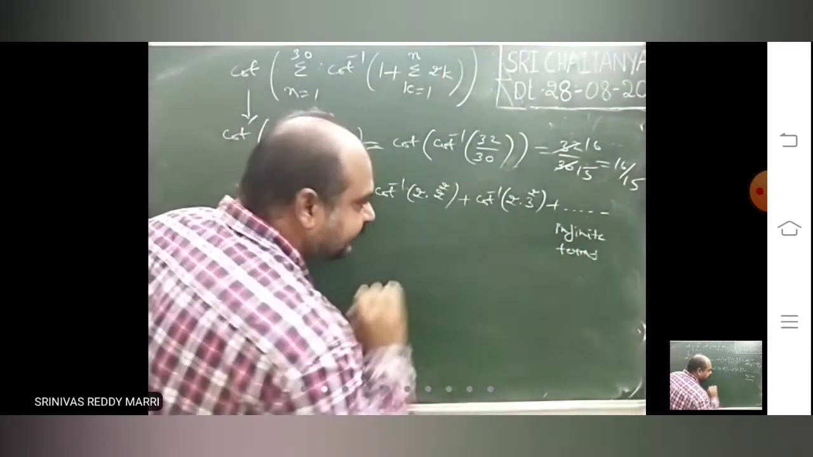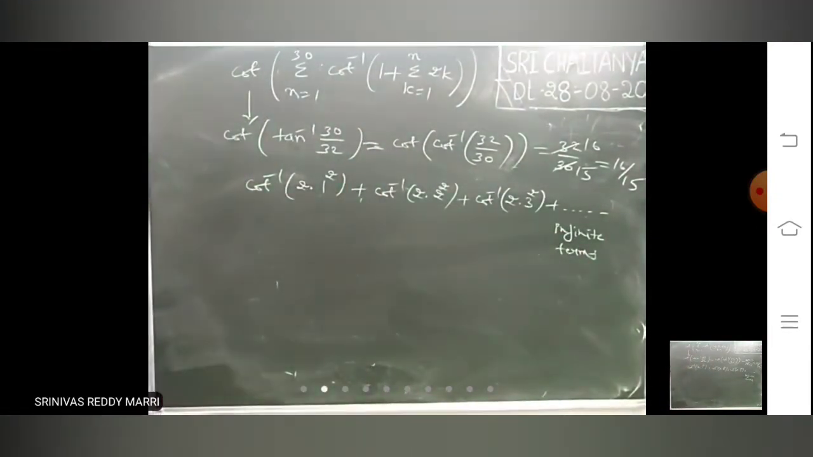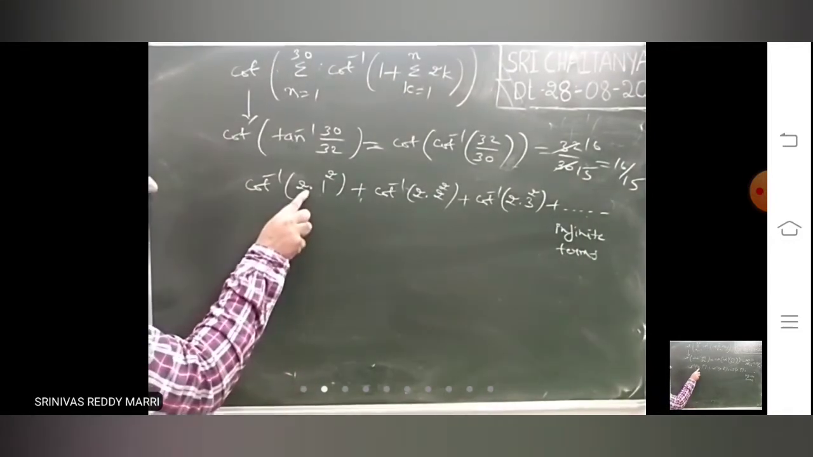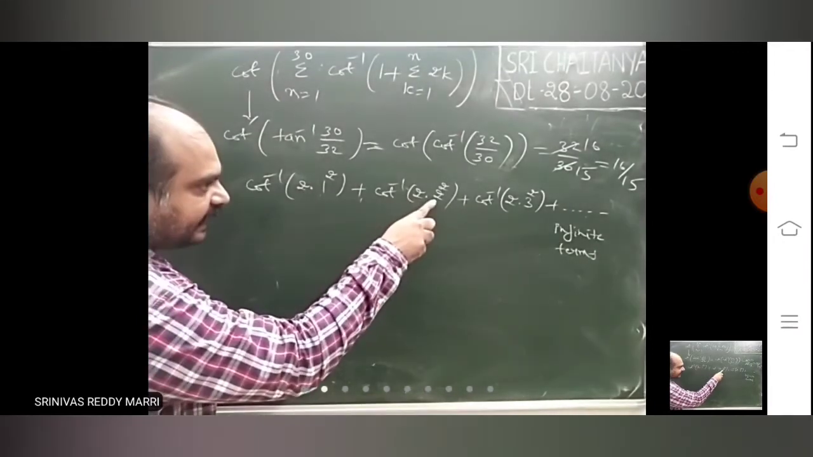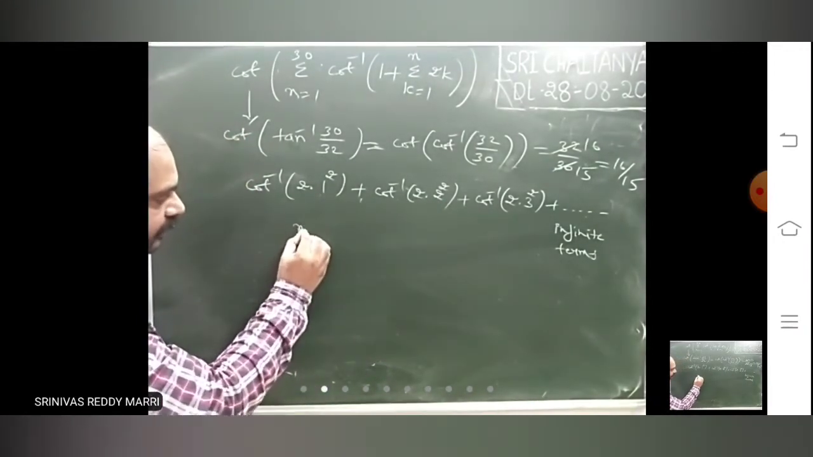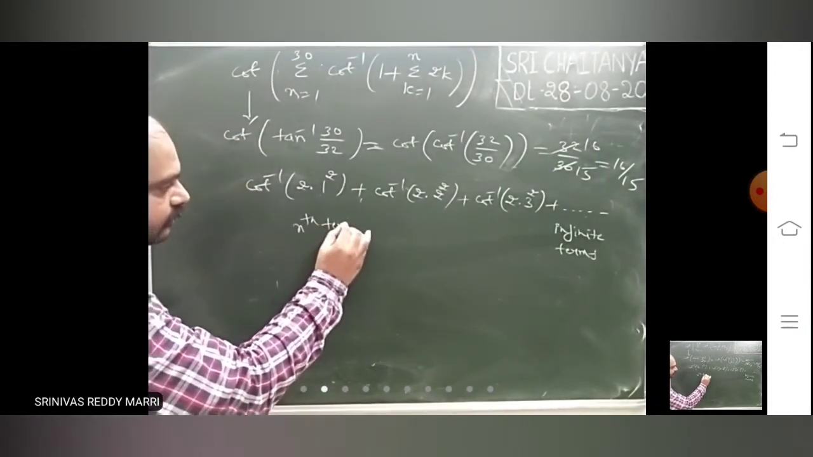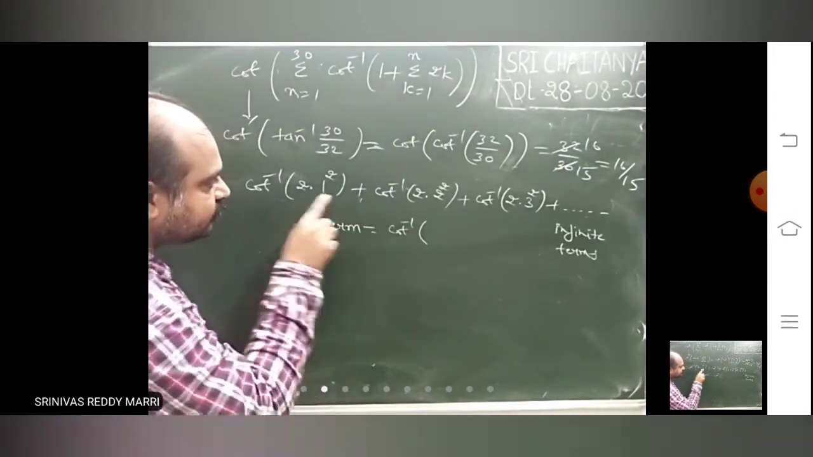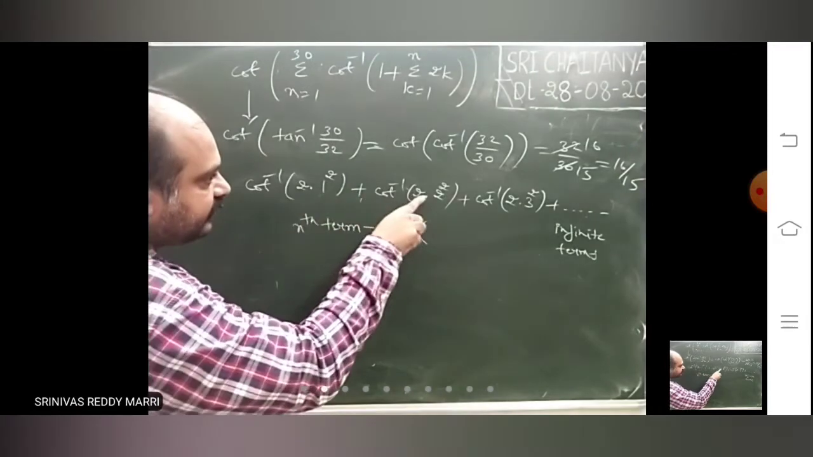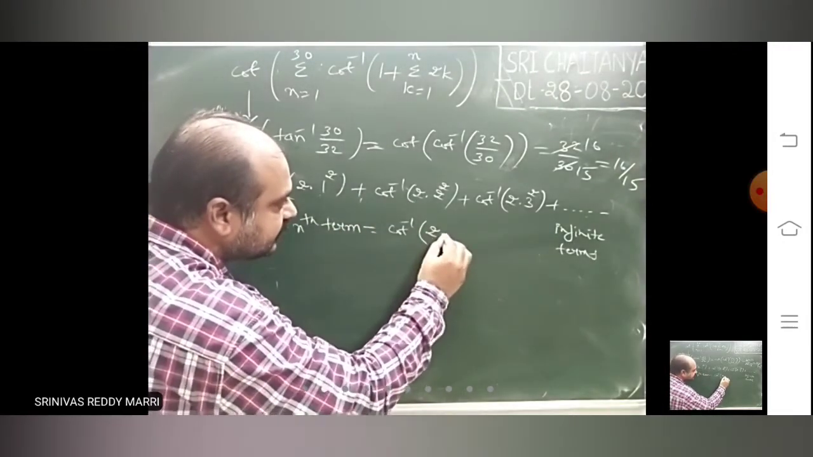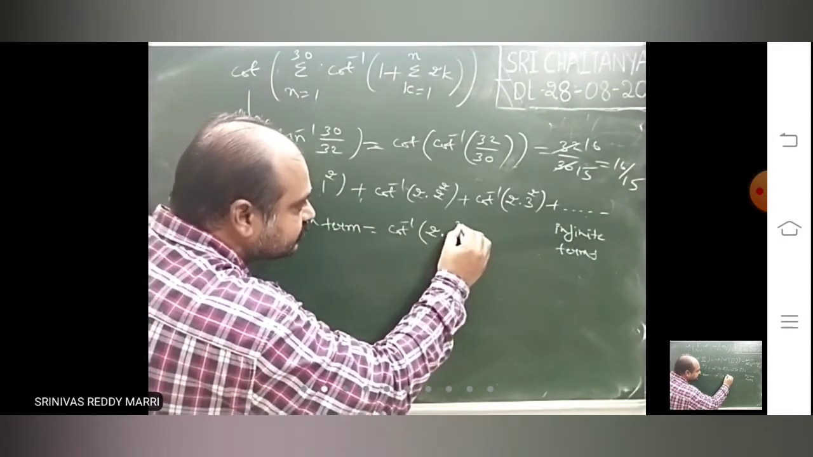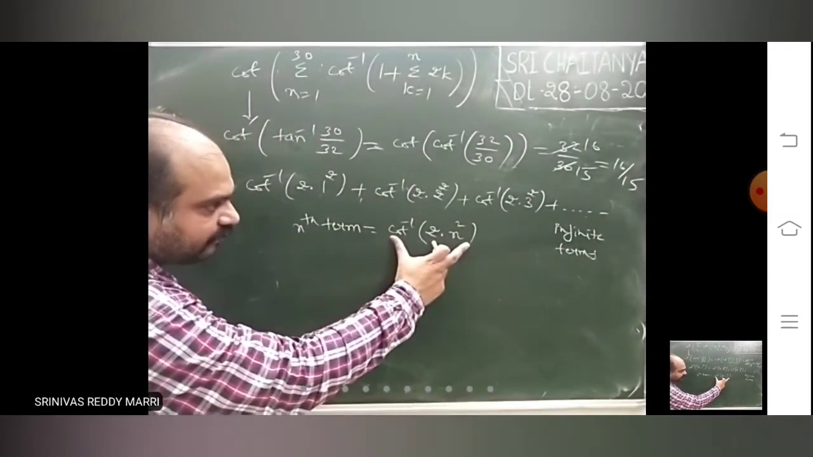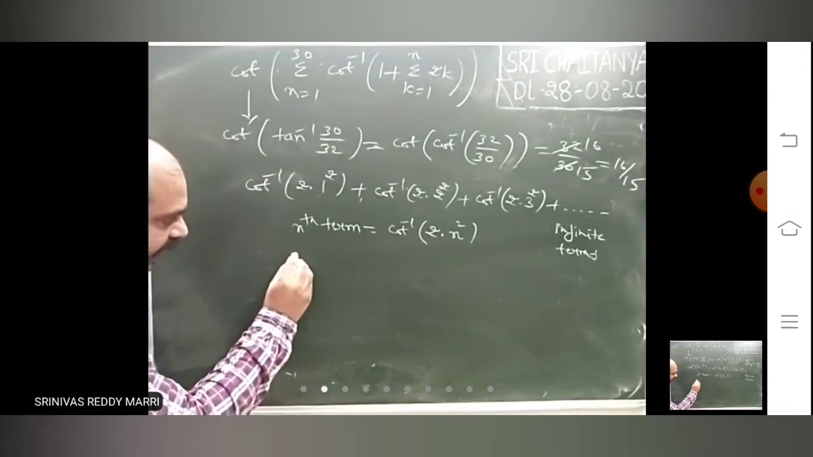He is asking the sum of infinite terms. He will not give in sigma. We have to write them in sigma. You have to write them means this is first term, this is second term, this is third term. Now nth term. Nth term is what? Cot inverse 2 into 1 square, first term, 2 into 2 square. So nth term is what? 2 into n square. First write nth term and then sigma.